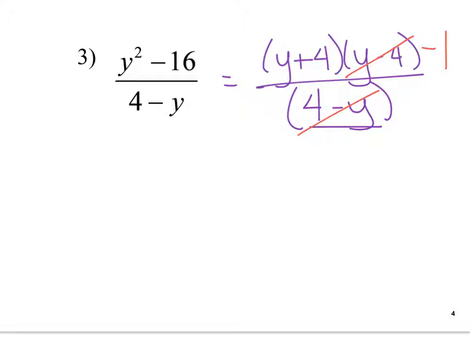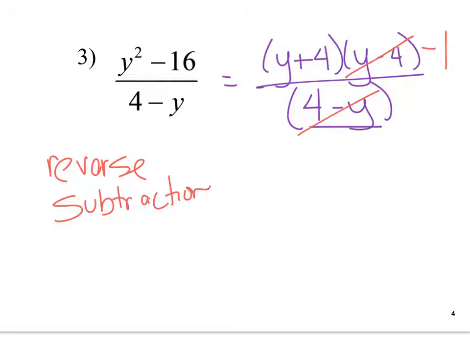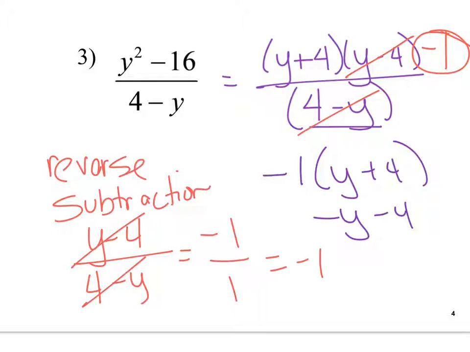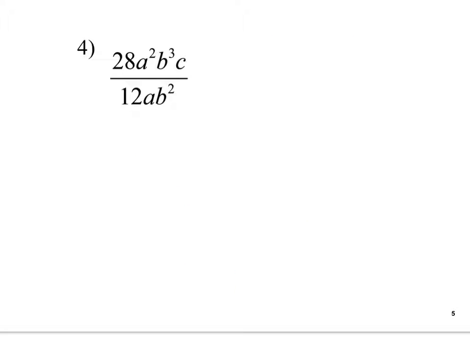Okay, so that's what we do. If we have reverse subtraction, this is what I call it. So reverse subtraction. So in this case, if we have y minus 4, if I reverse that, that's 4 minus y. I can cross these out and the answer is -1. And we generally put the -1 on the top. So I'm putting the -1 on the top. And so my answer is -1 times y plus 4. You can distribute that in if you want. Either answer is fine.